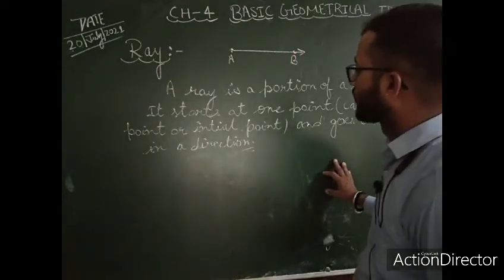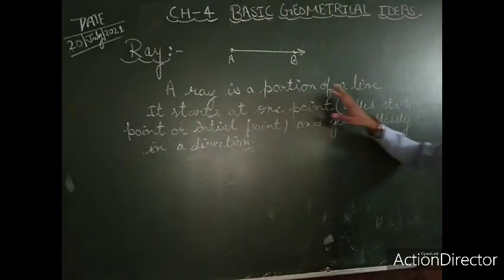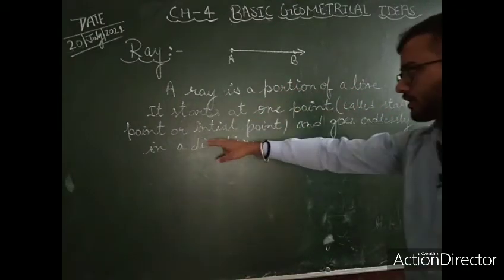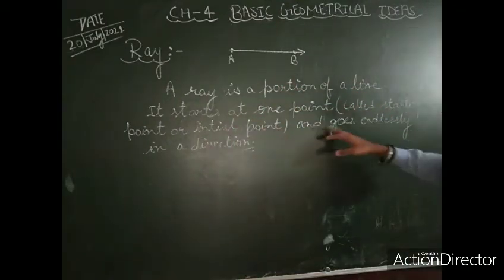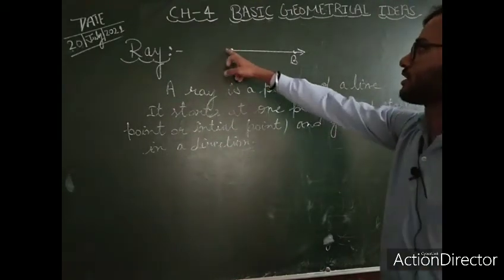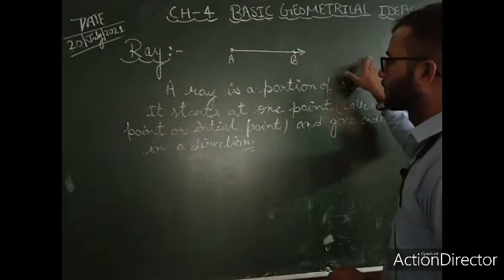So here the definition of ray is, a ray is a portion of a line. It starts at one point called a starting point or initial point and goes endlessly in one direction. So this is the starting point of this ray and it goes endlessly in one direction here.